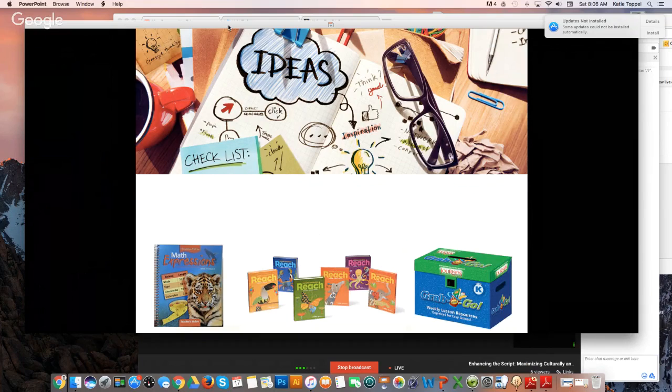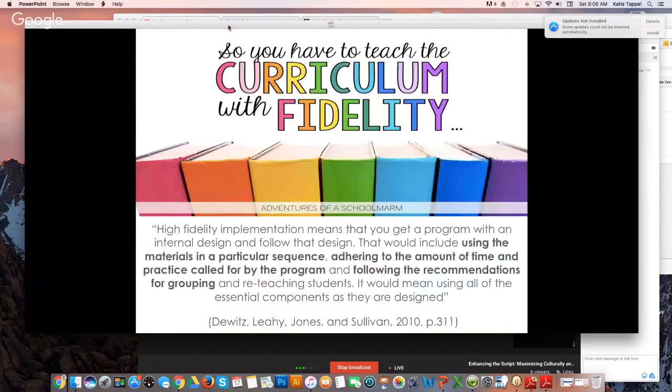So that was what became my research focus, because there's not a lot out there that guides teachers how to do that. When you have a scripted program, usually the message is that you need to implement that program with fidelity and that you need to teach it as it is written, using the materials in that sequence for the particular times that are allotted, as it's written. And I'm not a believer in that.